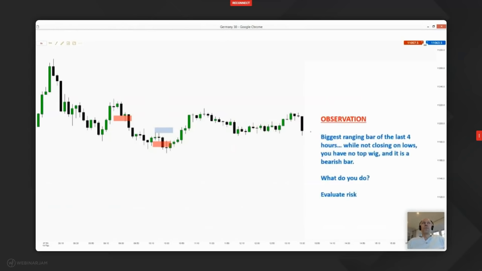So what do we do? Well, let's evaluate risk. If I sell short here, my stop loss will be up here. If I want to be a buyer here, which is not something I would do here because it's a negative bar, I would probably have a stop loss here, but more realistically down here, because the odds of buying here and then being stopped out here are high. Might make for a low loss, but it will also make for really bad odds. Have you decided what you're going to do now?